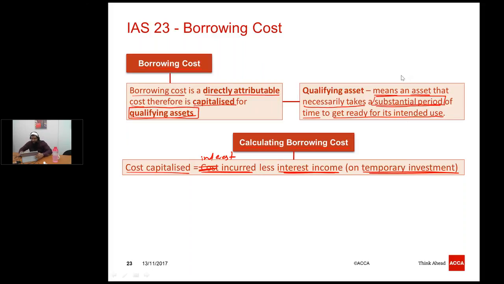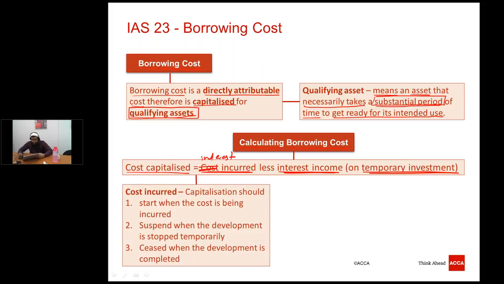The net interest that I've paid. So now, what is actually cost incurred? While calculating the cost incurred, capitalization should start when the cost is being incurred.